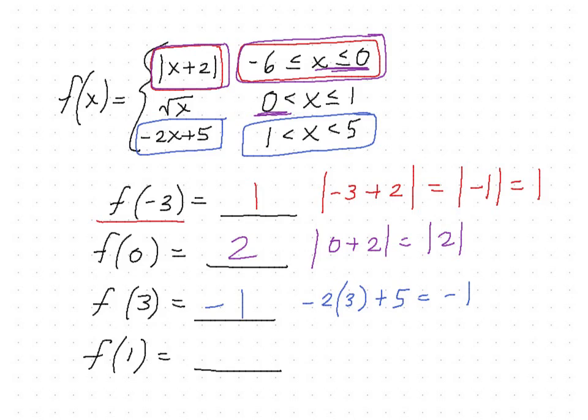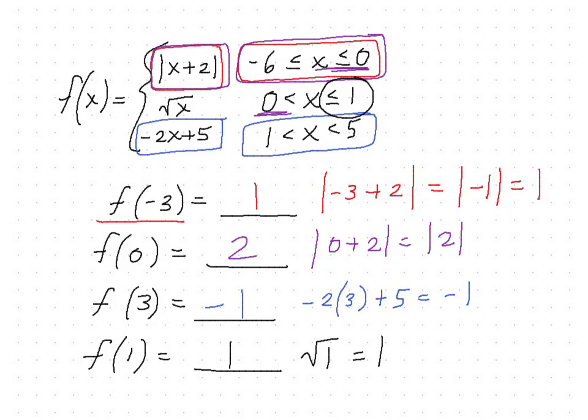Okay? And then lastly, I'm doing another example that falls on a switching point where we switch between functions. So f of 1, notice we've got 1 here and we've got 1 here. Which one should I choose? I should choose the one that has the or equal to. So I'll plug into the square root of x, so the square root of 1 is just 1.